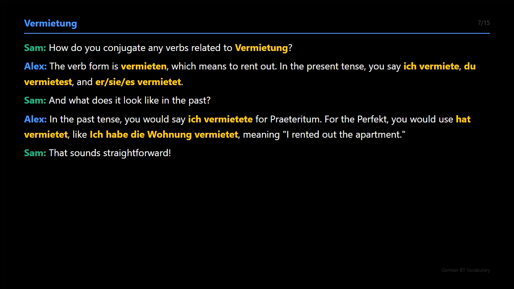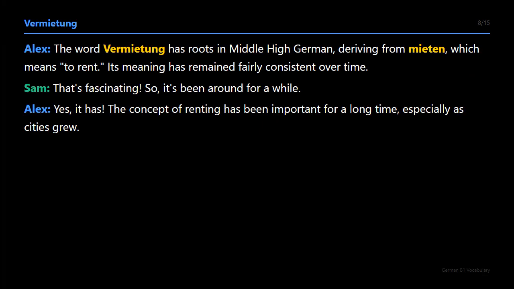That sounds straightforward. The word Vermietung has roots in Middle High German, deriving from Mieten, which means to rent. Its meaning has remained fairly consistent over time. That's fascinating. So, it's been around for a while. Yes, it has. The concept of renting has been important for a long time, especially as cities grew.